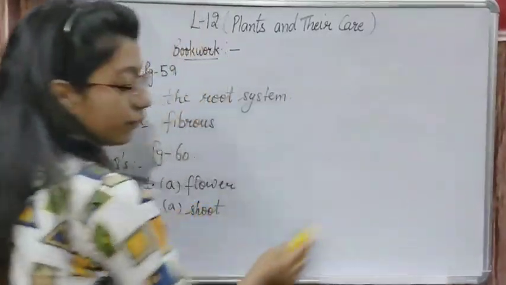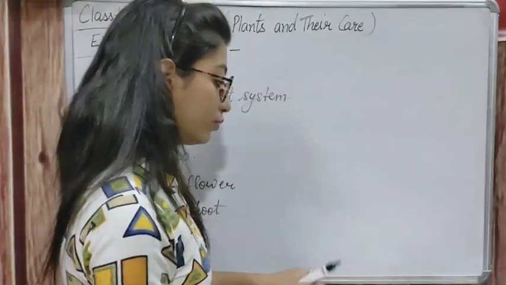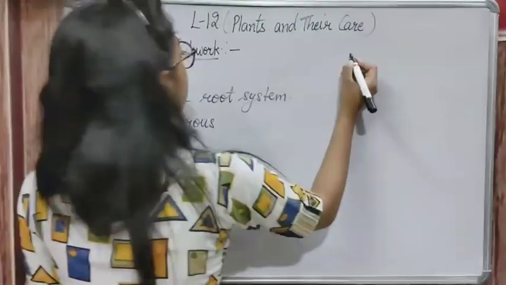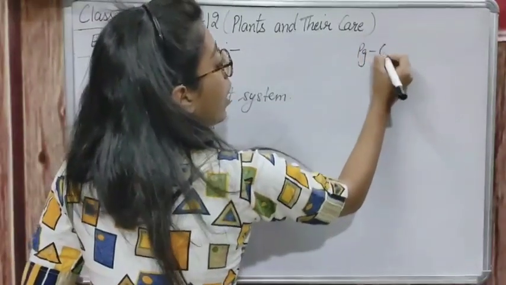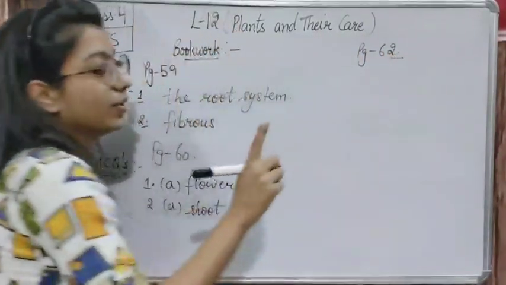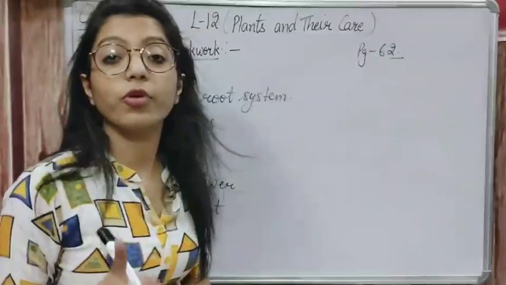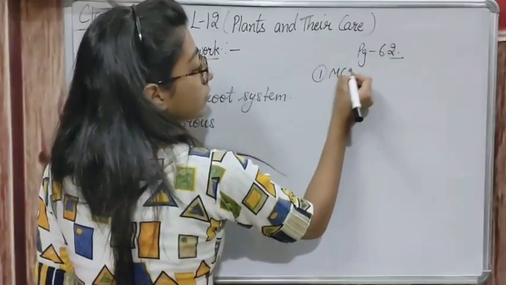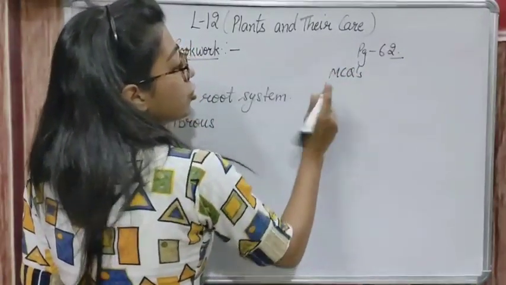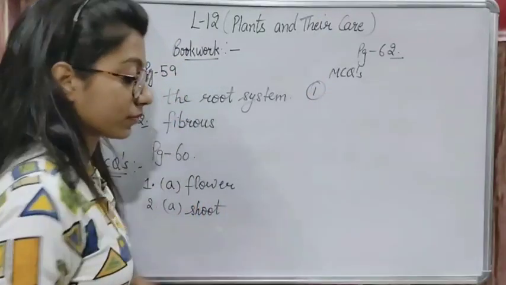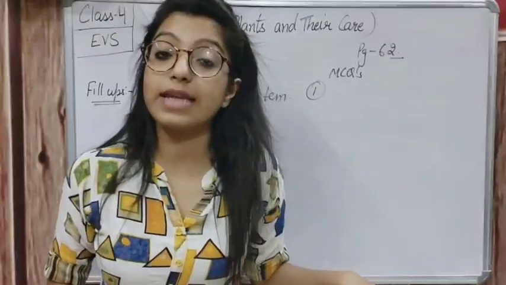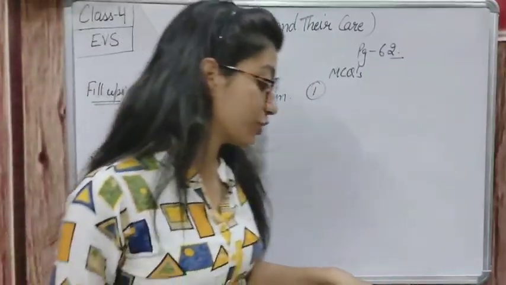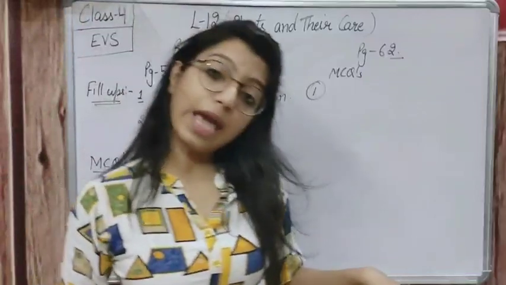Now everyone open page number 62. On this page, the first question is the MCQs of practice exercise A. The first question of the MCQ is: a pea plant has dash root. Pea plant ki kis tarah ki root hoti hai? The options are fibrous, side or tap.